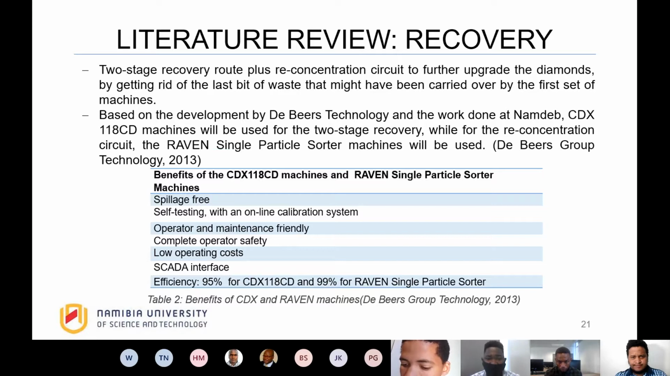The advantage of these two equipment is that they are spillage free, and they are self-testing, so they have their own online calibration system. They are operator and maintenance friendly. They are complete operator safety. You have low operation costs, and these machines can be controlled via SCADA interface. Your CDX machines have an efficiency of about 95%, and for your single particle sorter, the efficiency varies from about 97 to about 99%.